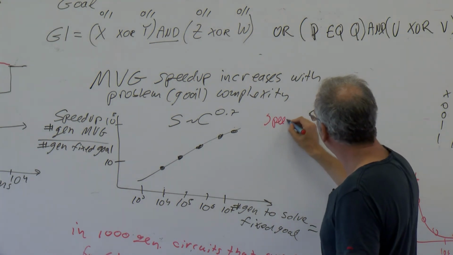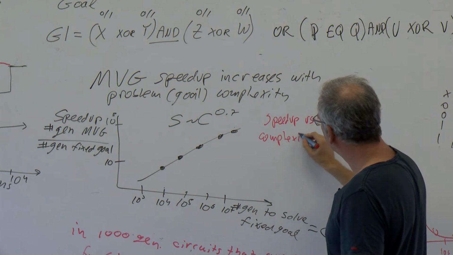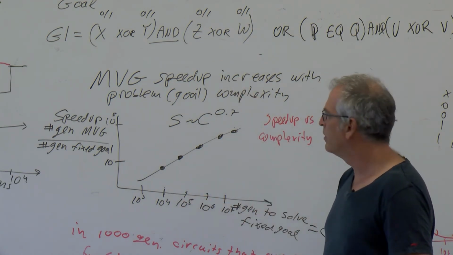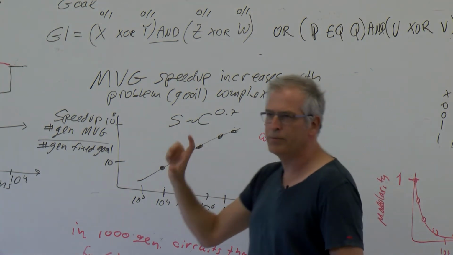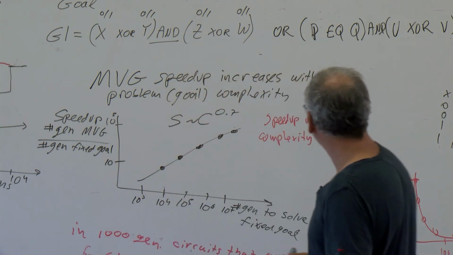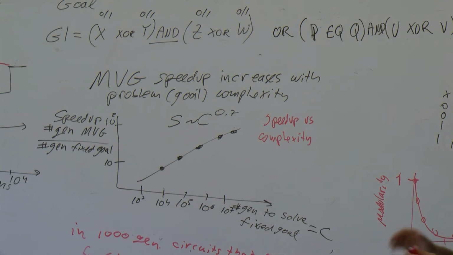Speed up versus complexity, where the complexity of the goal is how many generations it takes to evolve it. It's still the speed up of using two options. Yeah, two options. And how many generations? So the switching generations, the optimal one, whatever it is.